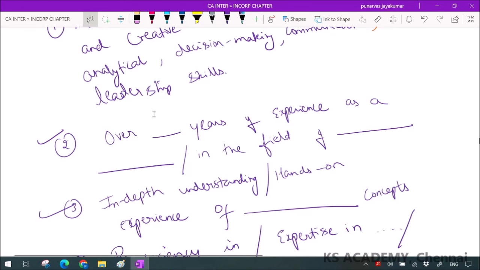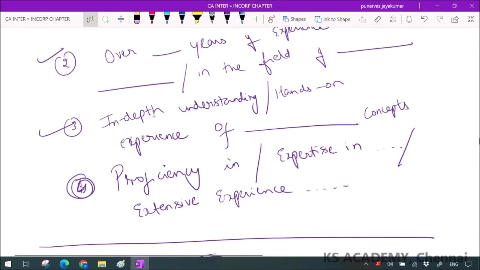Third one, in-depth understanding or hands-on experience. Hands-on experience, that's what ICAI will tell you if you don't write this. In-depth understanding or hands-on experience of dash concepts. Now, if you are applying for a finance job, financial concepts. If you are applying for a software developer, then in the area of software development.